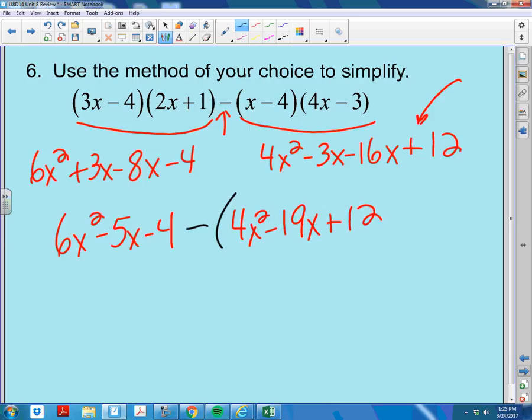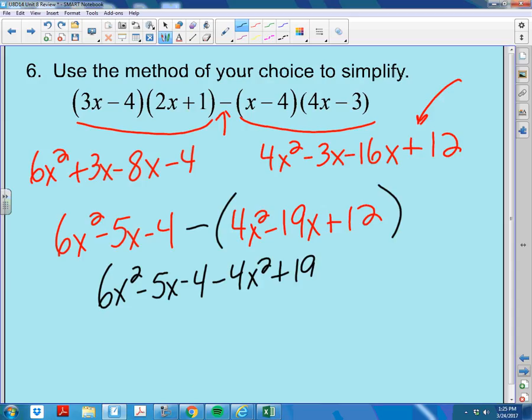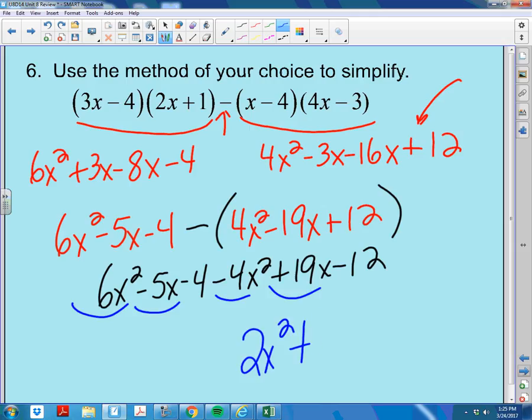You do that, so you end up with 6x squared minus 5x minus 4 minus 4x squared plus 19x minus 12. At this point, you're like hating me because you're like, oh my gosh, really? But now you're close because like terms: 2x squared, plus 14x, and minus 16.